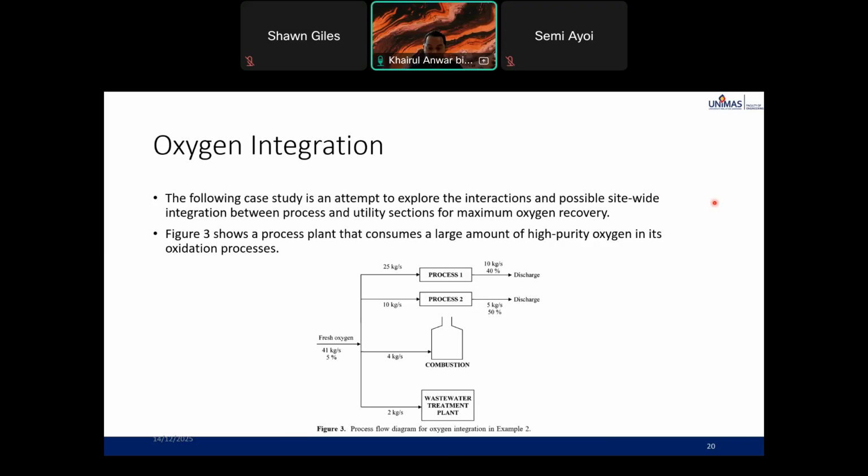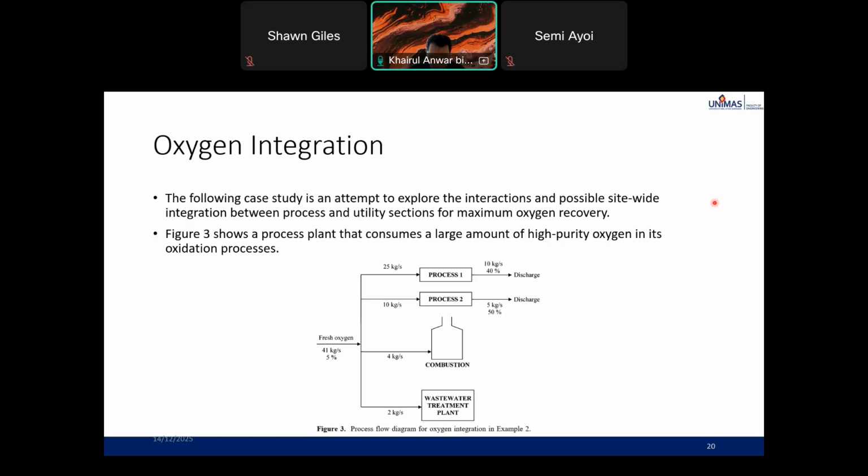Okay, back, continue. Subject integration. Some variable on oxygen integration is focused on the optimum reuse oxygen operation plan. The following case study is an attempt to explore the interaction and possible integration between process and the section for the human oxygen recovery.